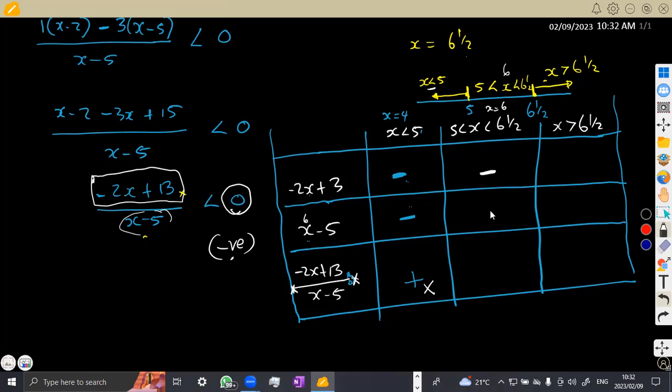It's 6 minus 5, which is 1. 1 is a positive. So we are obtaining a positive. Negative divided by positive gives us a negative, which is the one that we actually need here. So this is where our answer is going to lie.